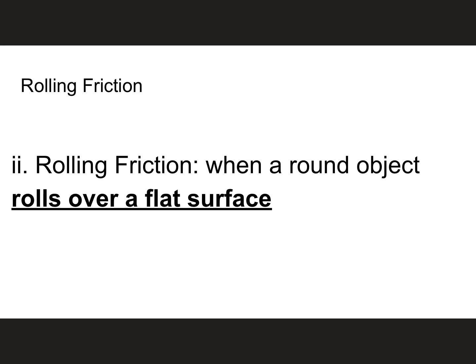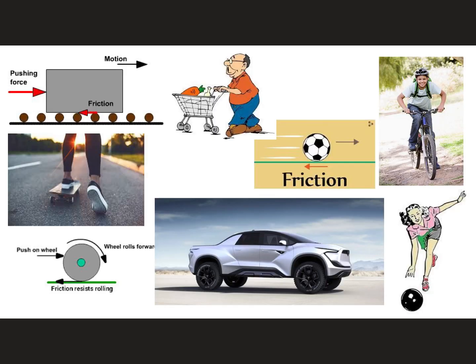Our next type of friction is rolling friction. Rolling friction occurs when a round object rolls over a flat surface. This makes sense. And there are many different examples. When we use a shopping cart, that is rolling friction. When we drive in our car, that is rolling friction. When we use a bicycle or a skateboard, that is also rolling friction. And if we throw a ball or kick a soccer ball, all of those are forms of rolling friction.